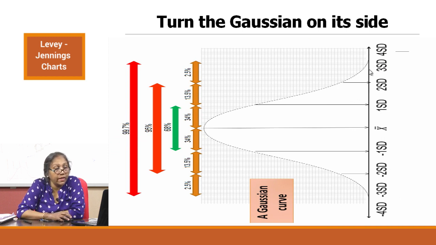We have put the Gaussian on its side. Now, what is the x and y axis here? The x axis will be the data. It is going to represent the data points in a certain manner, and we'll talk about it in a little while. And your y axis will become your standard deviations and your mean. The Gaussian curve, which has been tilted on its side, becomes an LJ graph.